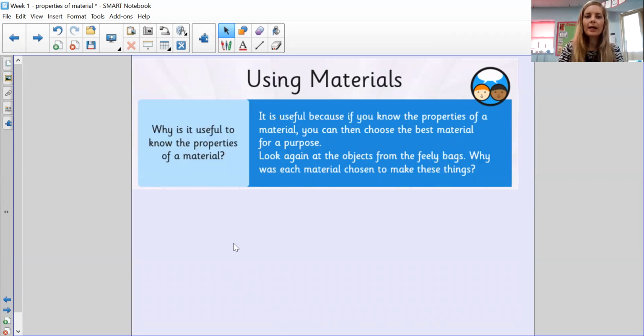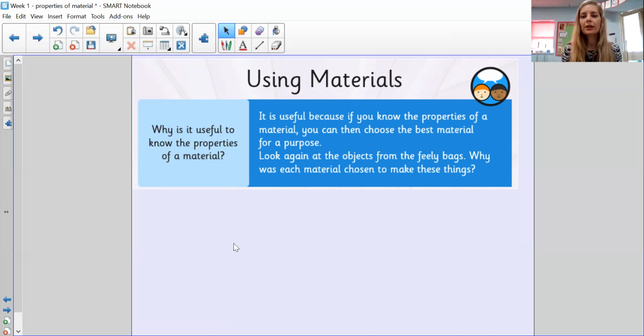So when we're using materials, why is it helpful to know the properties of materials? This is a very important question because you're going to be looking at this in your investigation today. When we're looking at different items, why would we need to understand the properties of the materials? It is useful to know the properties so that you can choose the best material for the purpose. For example, if I wanted to make a desk, I want to make sure that it's going to be very sturdy, that it's not going to fall, or if I lean on it, it's not going to break easily. So I have to think very carefully about what property of material I'm going to be choosing in order to make my desk.